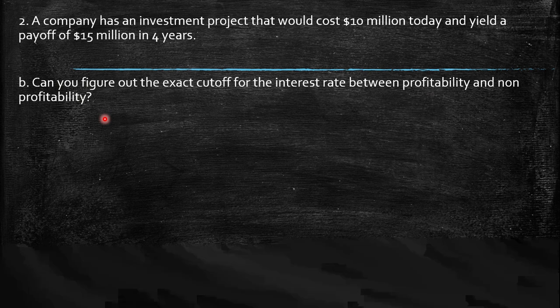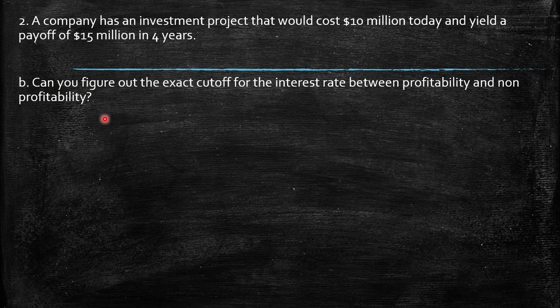And actually, with this number, we can answer the second part. Can you figure out the exact cutoff for the interest rate between profitability and non-profitability? It should be exactly equal to this one. If it's lower than this one, we're saying that this project will be more profitable. Otherwise, above this one, it is not profitable.